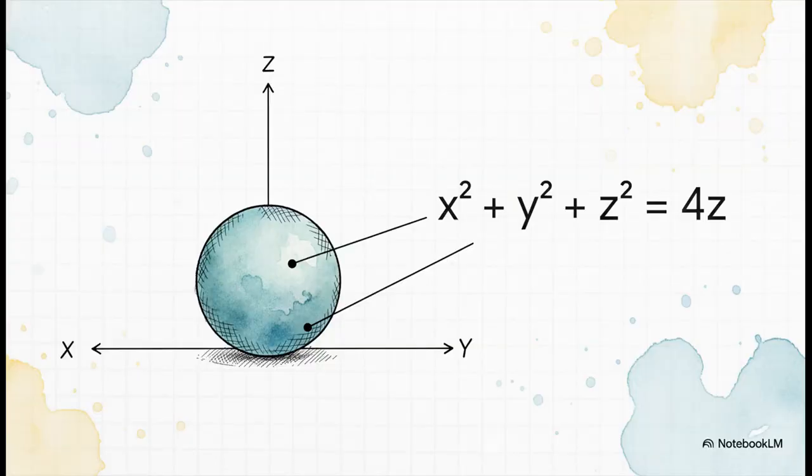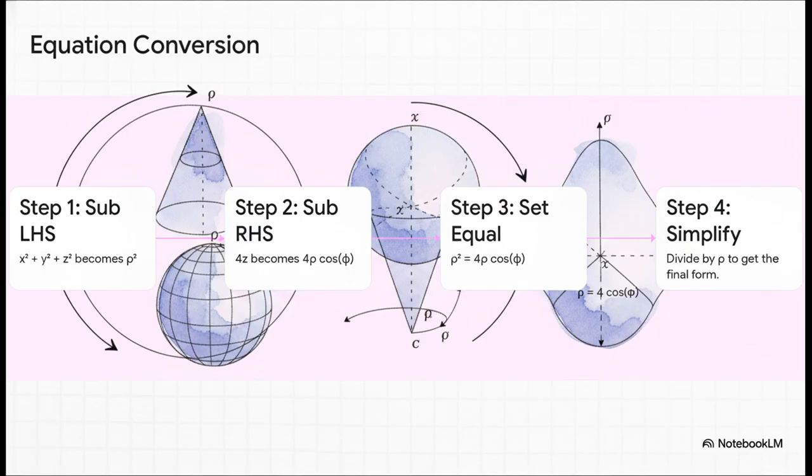Okay, ready for the final boss? We're not just converting a point anymore, we're converting an entire equation. We're going to take this Cartesian equation here, which you might recognize as the equation of a sphere that's been shifted up off the origin, and see just how much simpler it gets in spherical coordinates. The game plan here is pretty straightforward. We're just going to swap out the Cartesian bits for their spherical equivalents.